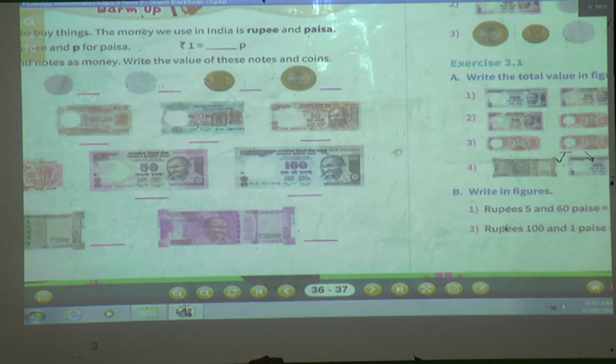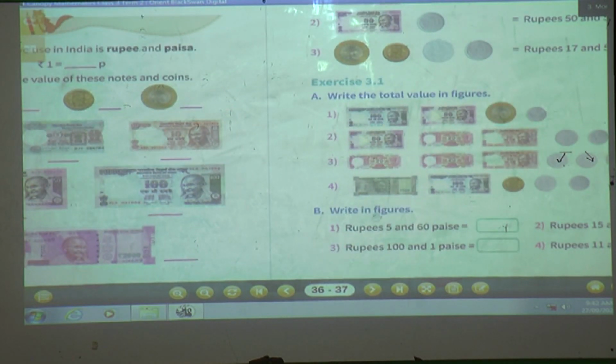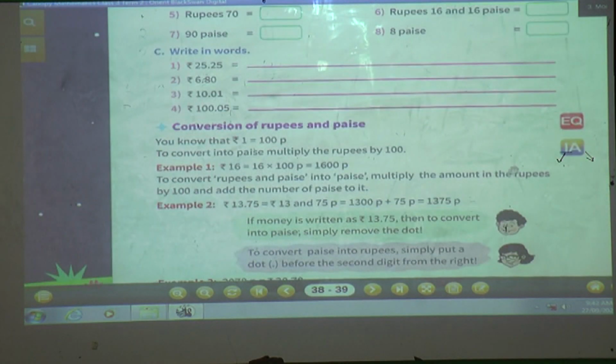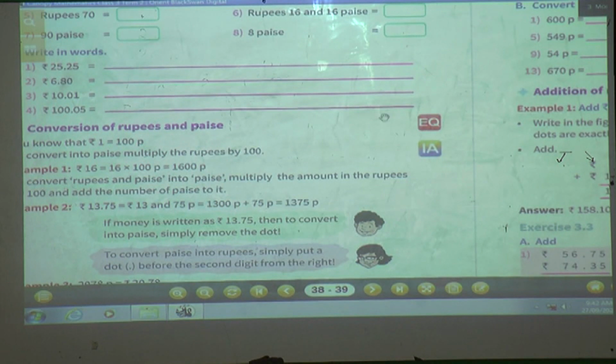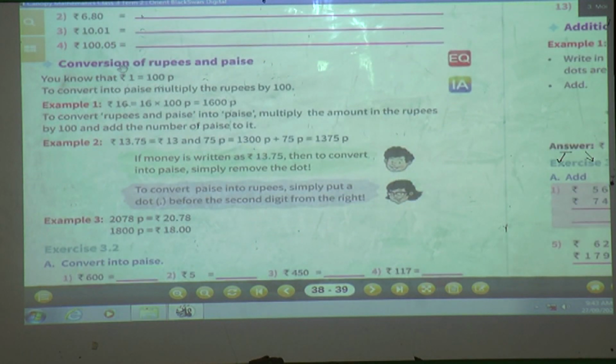Then after that we solved exercise 3.1. In that exercise we saw how to write the value in figures, and after that how to write the value in words. Now today we are going to see how to convert rupees and paise. Conversion of rupees and paise. So let us see how to do the conversion.